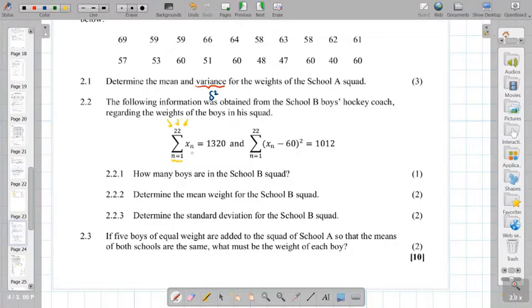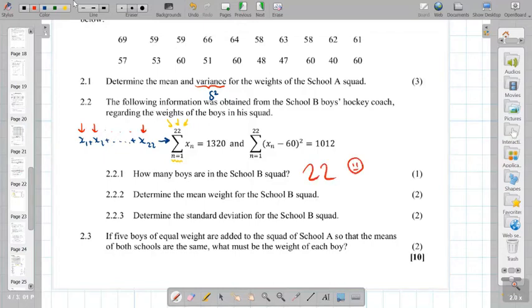They added up, okay? So remember, it means x1 plus x2 plus x3, till x22. So instead of writing x1 plus x2 plus x3 plus up to x22, we can write it in sigma notation that way. So the sum of all these 22 values is 1320. Now, how many boys in squad B? That's why we ask how many numbers were added. So that's the first learner, second learner, and there will be 22 learners. So the answer will be 22, just like that.